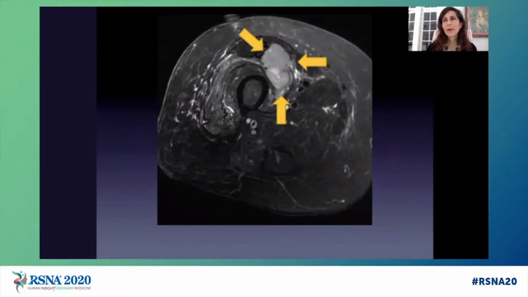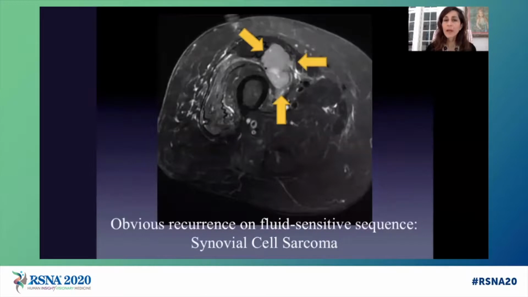I'm showing this example, a synovial sarcoma recurrence, to remind you that on these recurrences, the signal characteristics of the original tumor are not always preserved. Synovial sarcoma is typically brighter than this on a de novo case, but following surgery, the recurrence may have different signal characteristics.